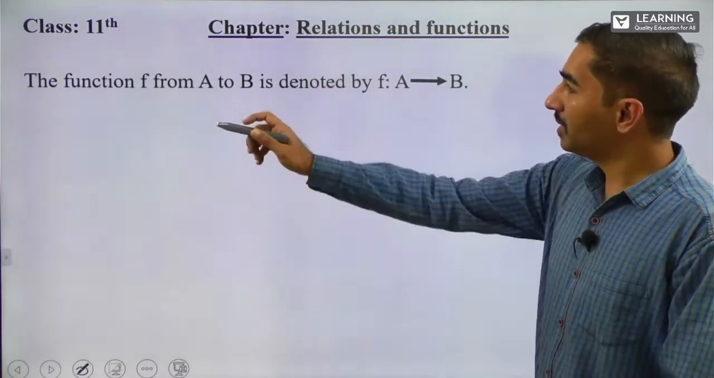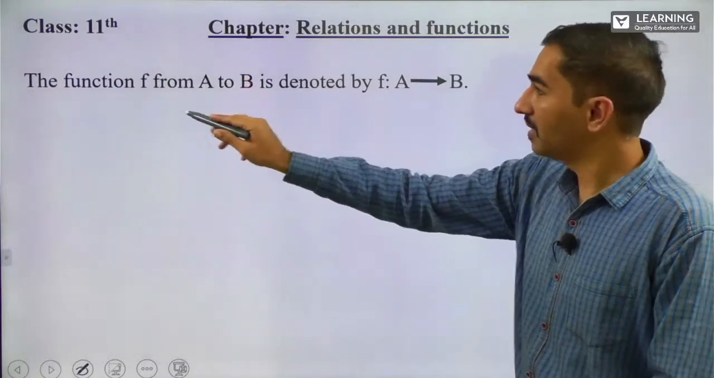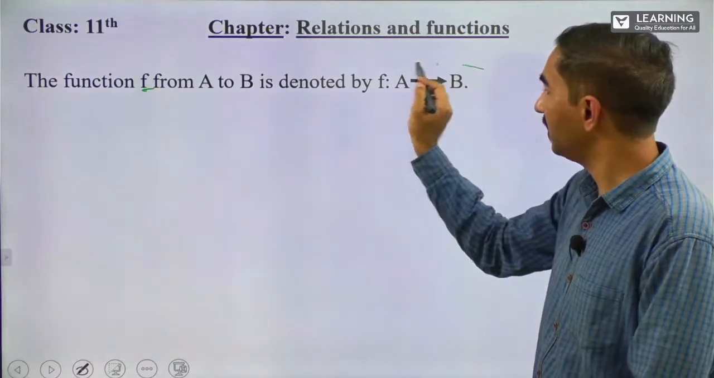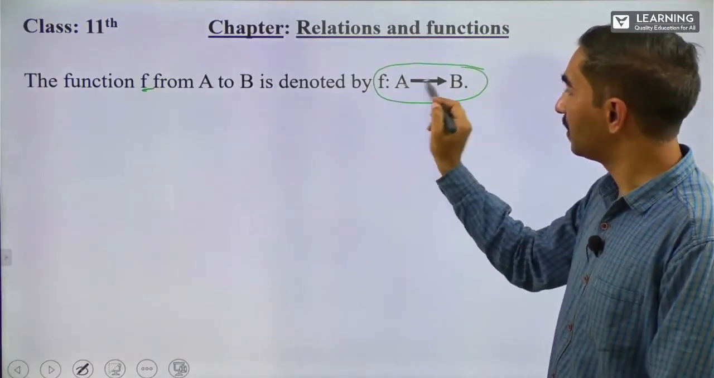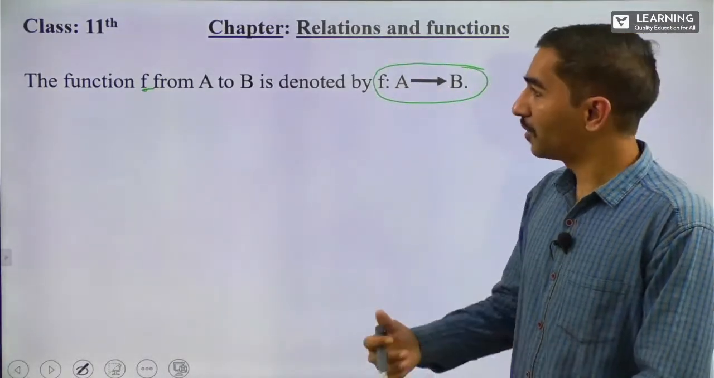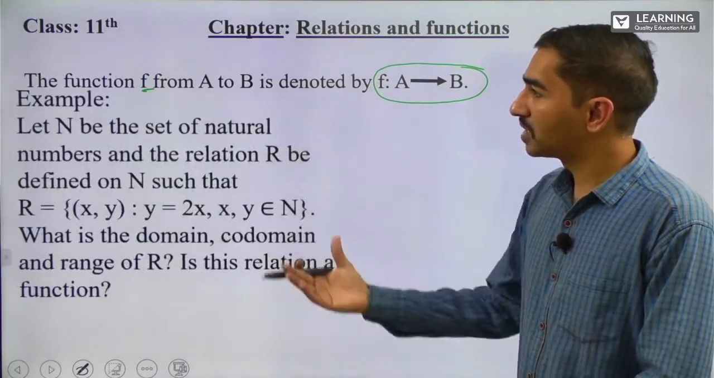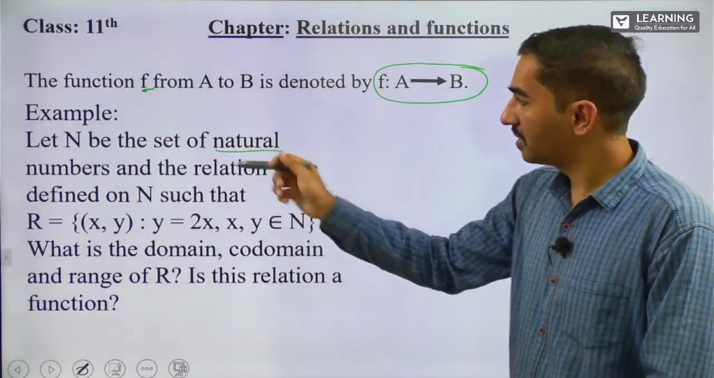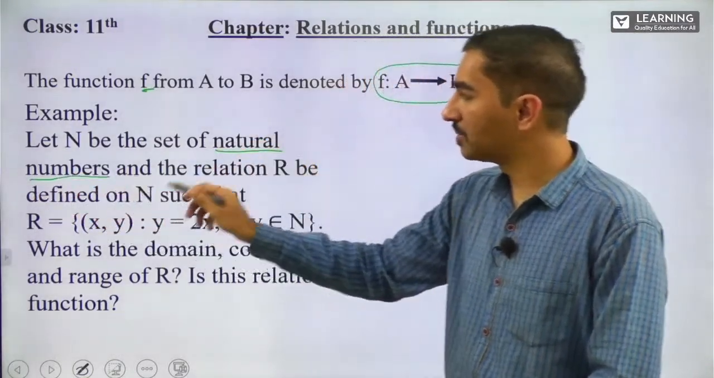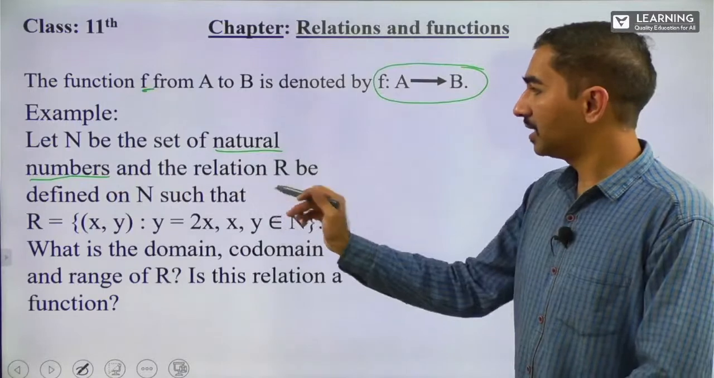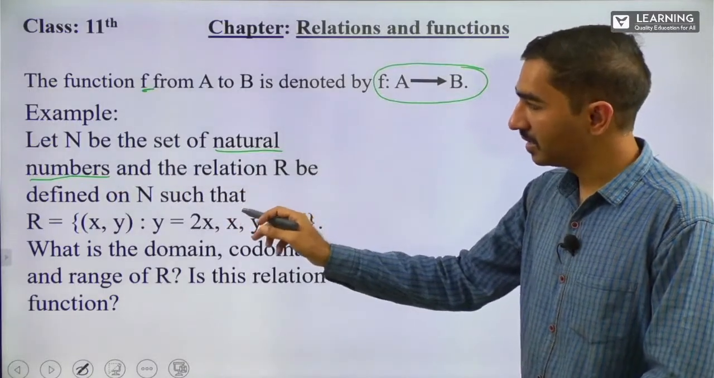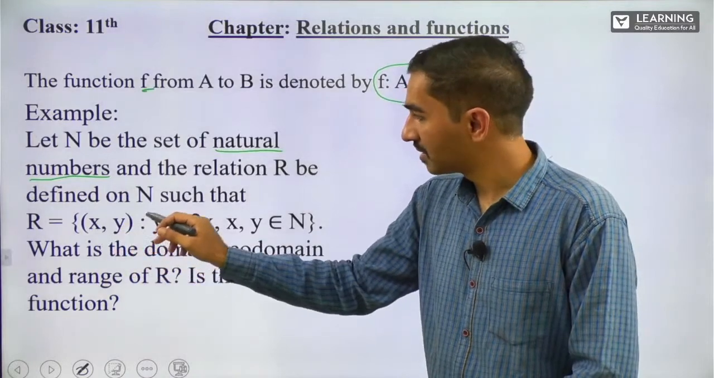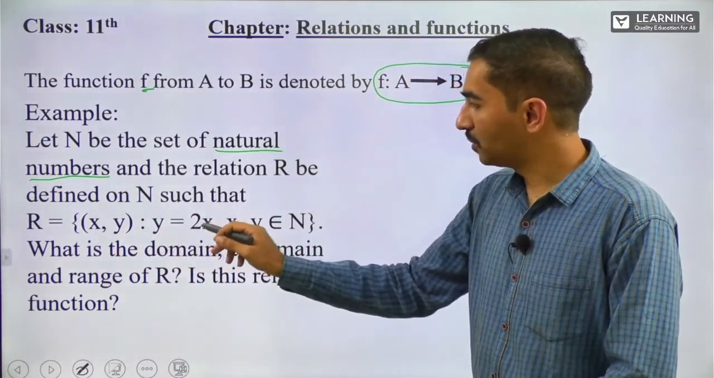So a function, how is the function defined again? A function f from A to B is denoted by f: A to B. Okay, so for example, now see this. So one small example we have taken. Let N be the set of natural numbers. So what is N? We already know that it is the set of natural numbers starting from 1. And the relation R is defined on N such that R is equal to (x, y). What is this (x, y), students? Ordered pairs, such that y is equal to 2x.